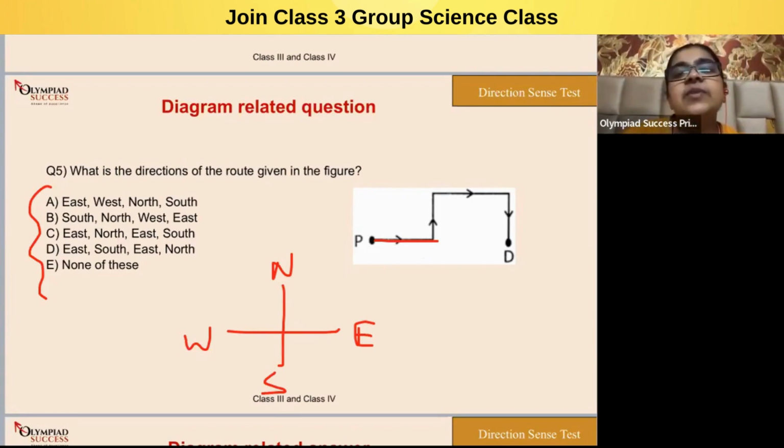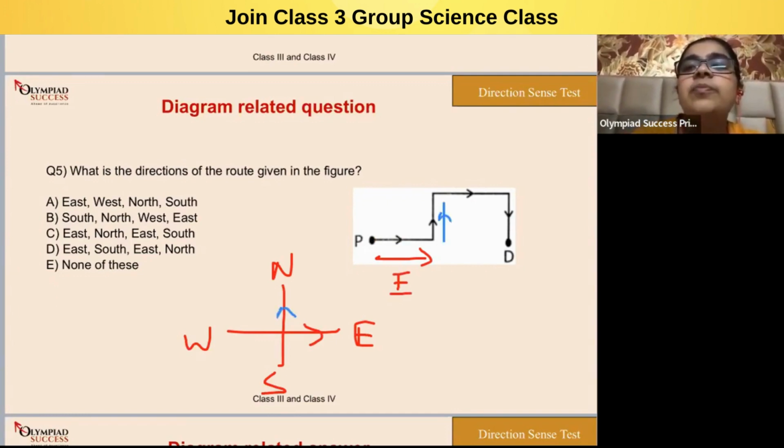You have done a slight mistake, Shankar. Check again. We are moving in this direction, so this direction means east. Good, Shivansh. Then the next step is moving to the top, which means north. So east, south, gone. South, north, gone. East, west, gone. So the only option left is option C.